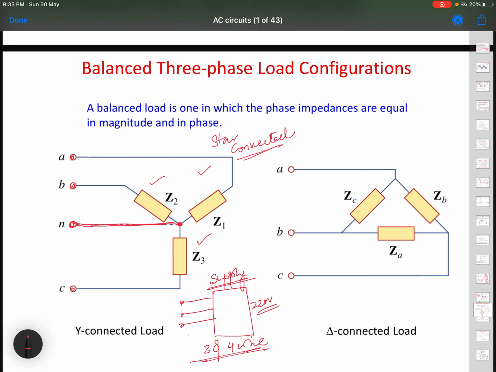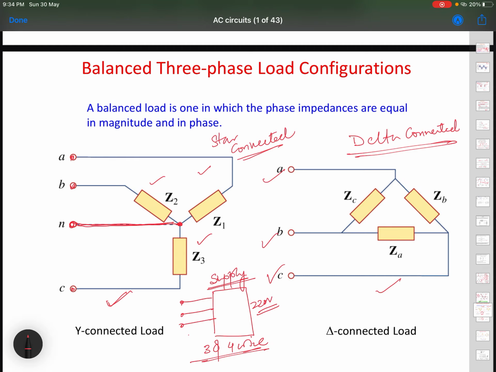A similar kind of connection is the delta connection, another way of connecting the loads. These three are delta connected loads. In a delta connected load there is only one flavor, you get three phases out of it, because there is no neutral point in this case. So this is a delta connected load, and this is a Y connected load or star connected load.